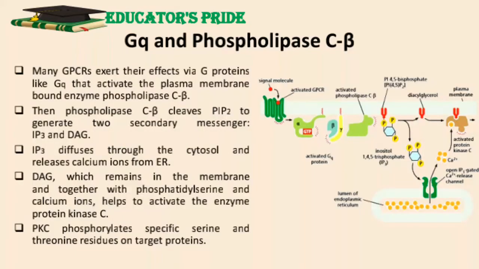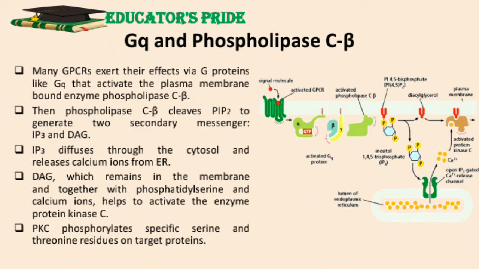Now, the activation of enzyme phospholipase C beta via Gq. Many G protein coupled receptors exert their effects via G proteins like Gq that activate the plasma membrane bound enzyme phospholipase C beta. As shown in the figure, the activated phospholipase C cleaves phosphatidylinositol 4,5-bisphosphate, that is PIP2, to generate two secondary messengers. First is inositol 1,4,5-triphosphate, that is IP3, and diacylglycerol, that is DAG.